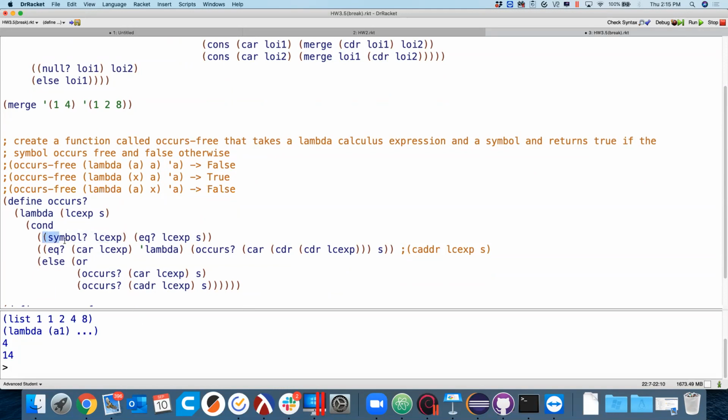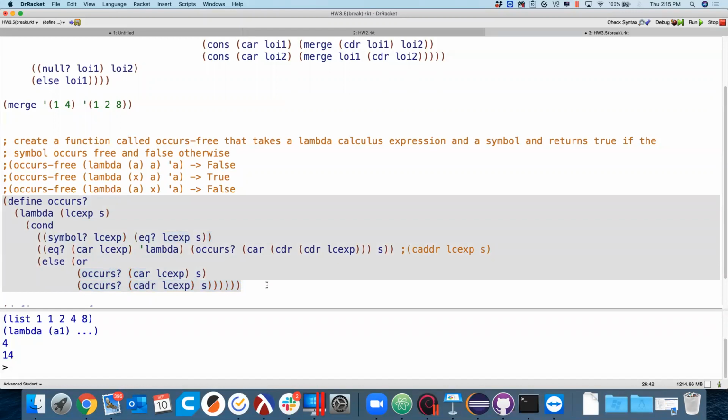First production, if it's a variable and it matches my symbol, return true. Otherwise, return false. There's no deconstructing an identifier. We're out of lambda calculus expressions. Otherwise, if it's a lambda, I'm going to return true if S occurs in the lambda calculus expression portion of that. Else, it must be my app expression, the third production, where I'm going to return true if it occurs either in the first lambda calculus expression or the second lambda calculus expression.